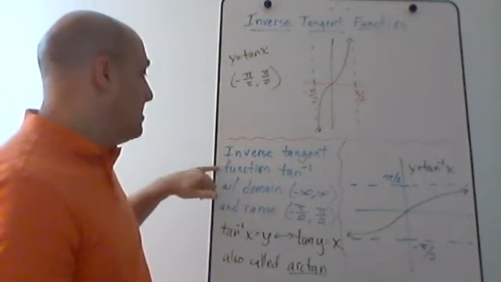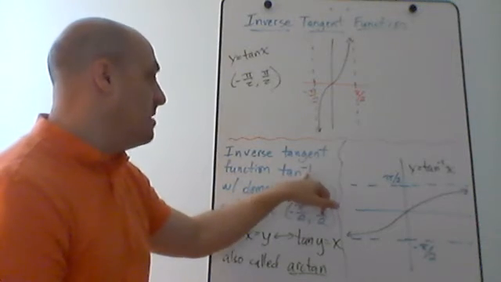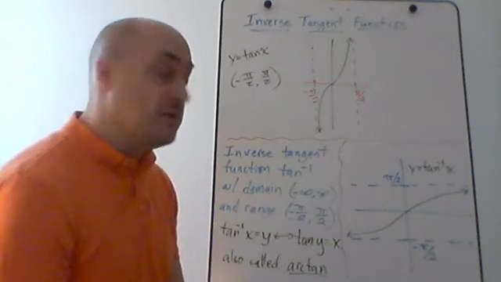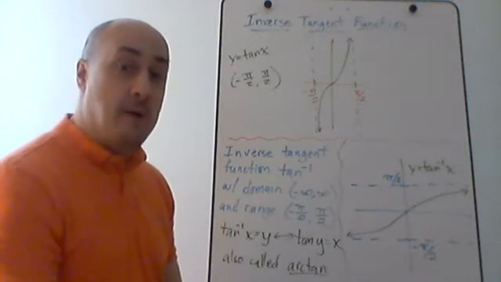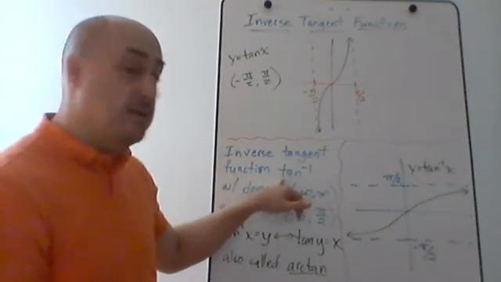The definition of inverse tangent: the inverse tangent function, tan inverse. Remember, that -1 exponent is the notation that we use for an inverse function. It doesn't mean tangent to the -1 power. It doesn't mean 1 over tangent. It means the inverse tangent function.